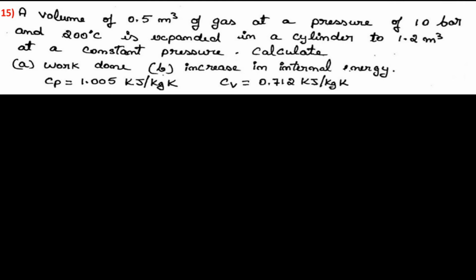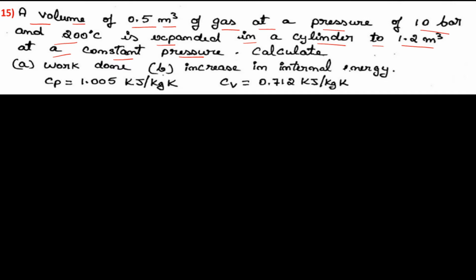Let's solve this problem. A given volume of 0.5 meter cube of gas, at a pressure of 10 bar and 200 degrees centigrade, is expanded in a cylinder to 1.2 meter cube at a constant pressure. Let me write the given data as constant pressure.